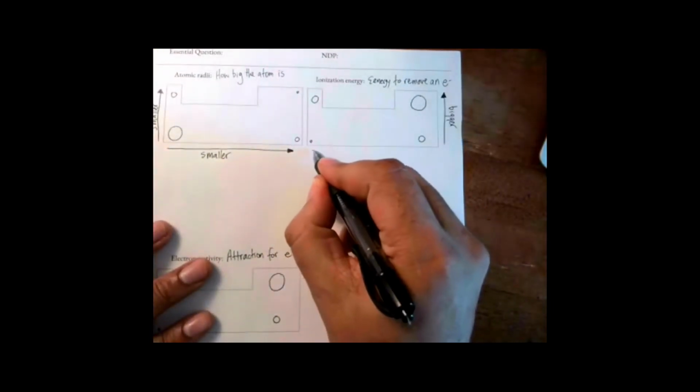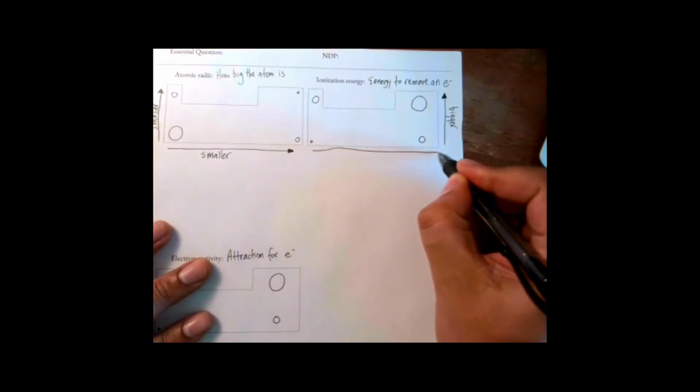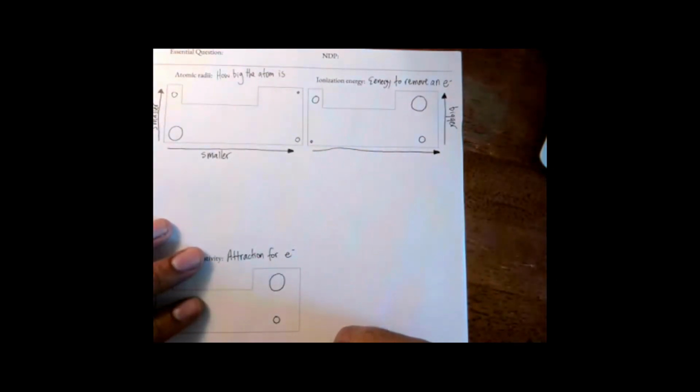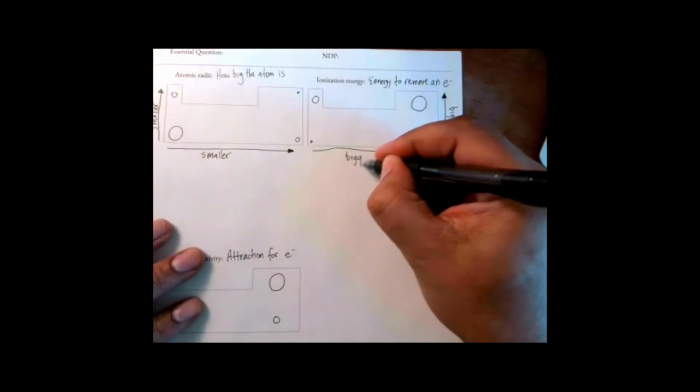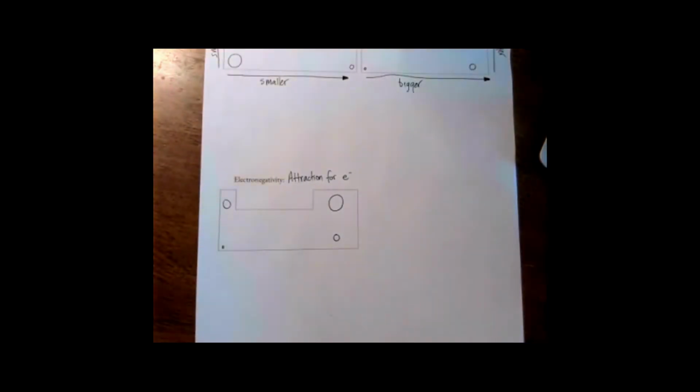I'm gonna stick with Jada. As you go to the right, bigger or smaller? Bigger, bigger. All right, fantastic.